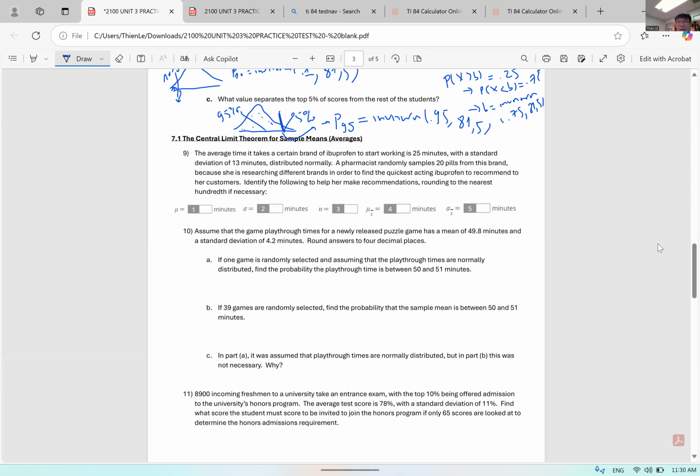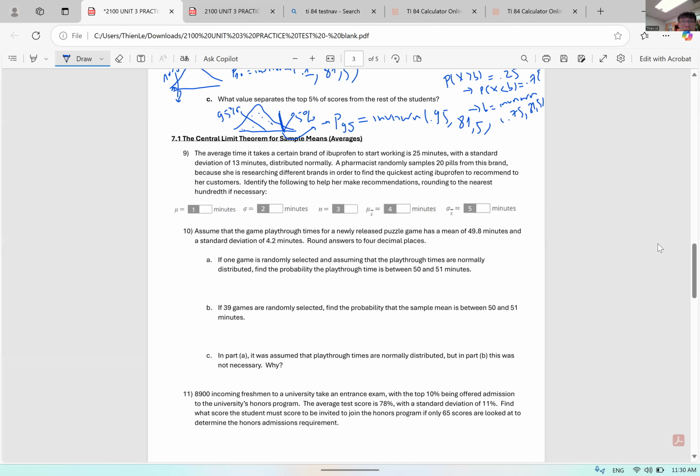Okay, so the original data here has a mean of 25 and a standard deviation of 13. A pharmacist randomly chooses 20 pills from this brand because she researched different brands in order to find the quickest acting ibuprofen to recommend to her customers. Identify the following to help her make a recommendation, rounding to the nearest unless necessary. So just keep 3. You won't lose credit for this kind of problem.